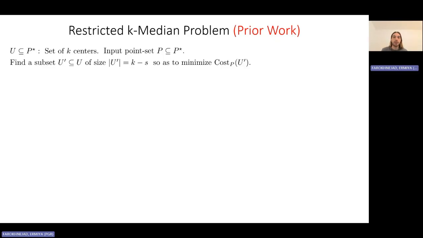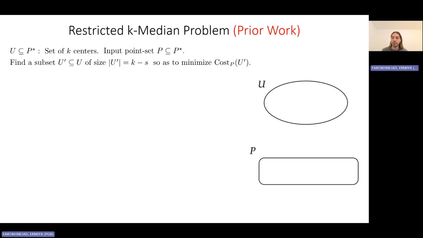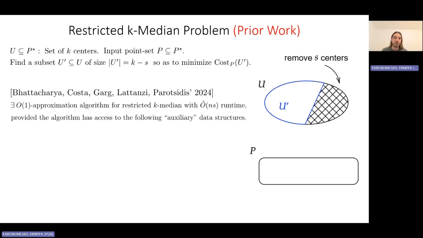What is this problem? Assume that we have a center set U of size K, and the goal is to find a subset of size K minus S while minimizing its cost. So we have U and the space P, and the goal is to remove as many centers from U to get U prime while minimizing the cost of U prime. Previous work shows that it is possible to get a constant approximation for this problem, restricted k-median, whose running time is N times S.